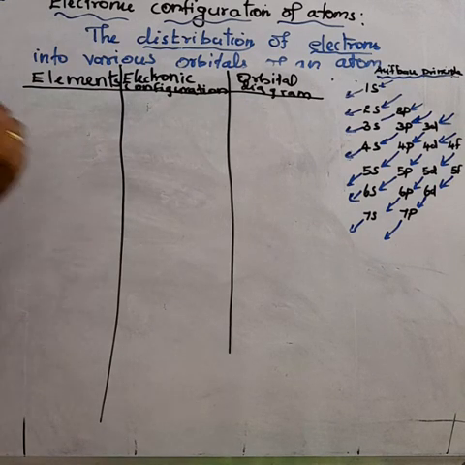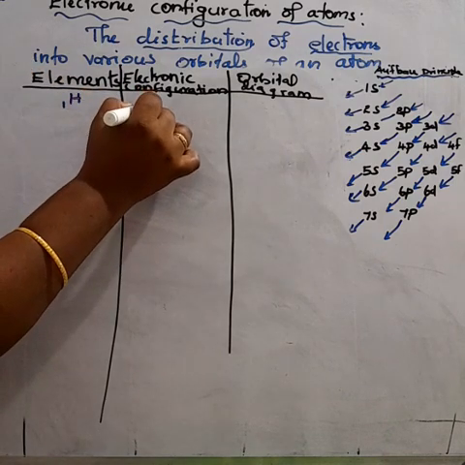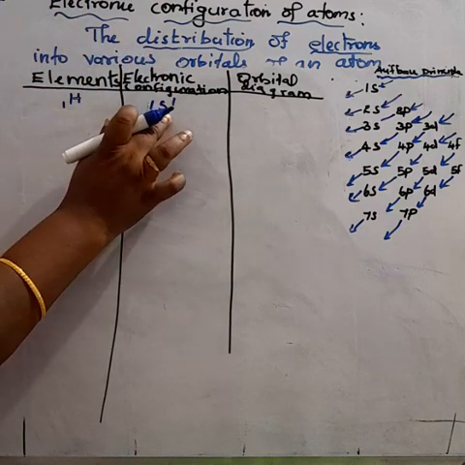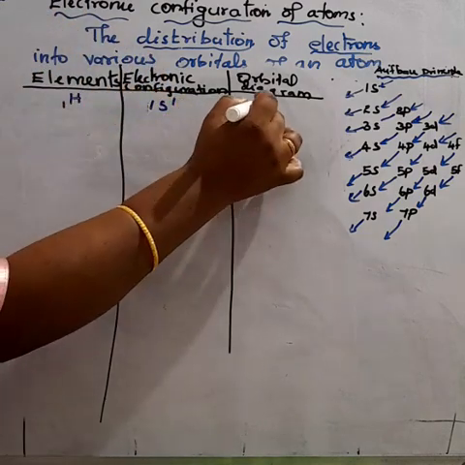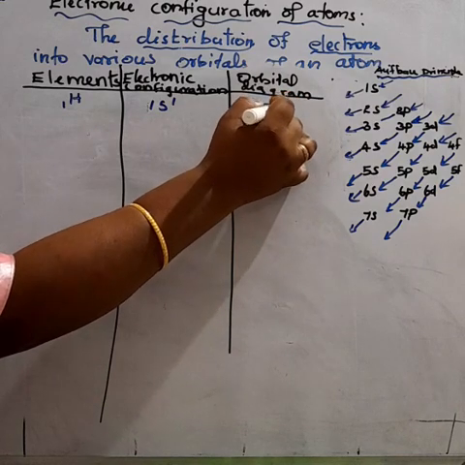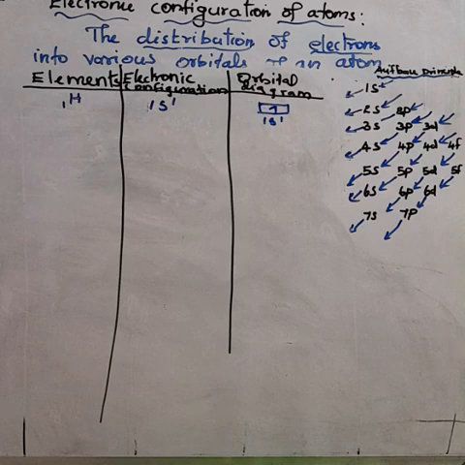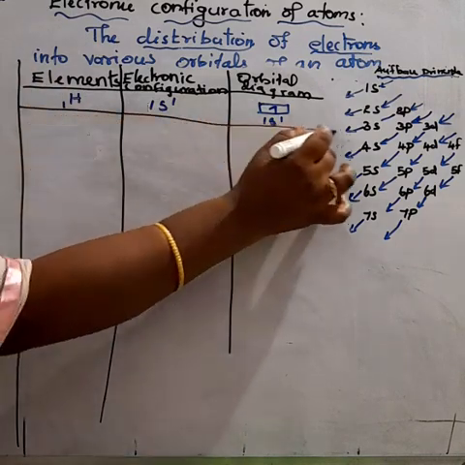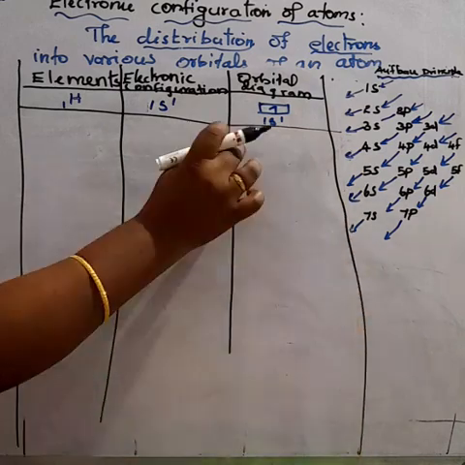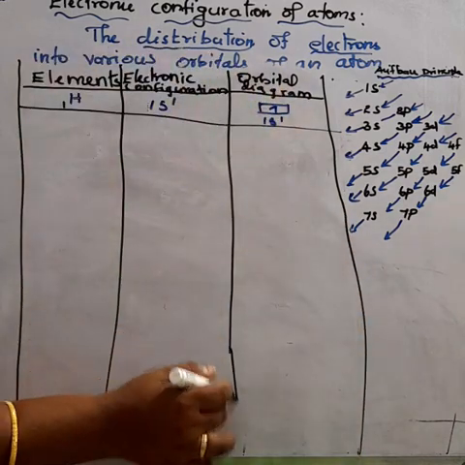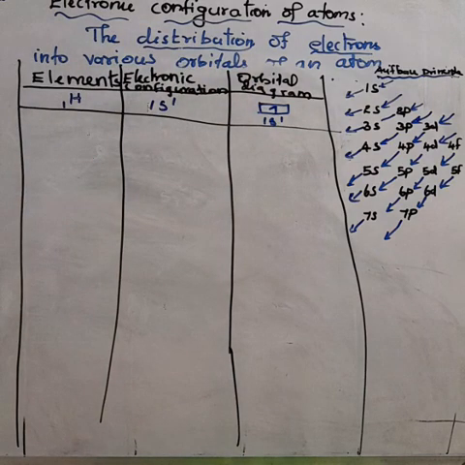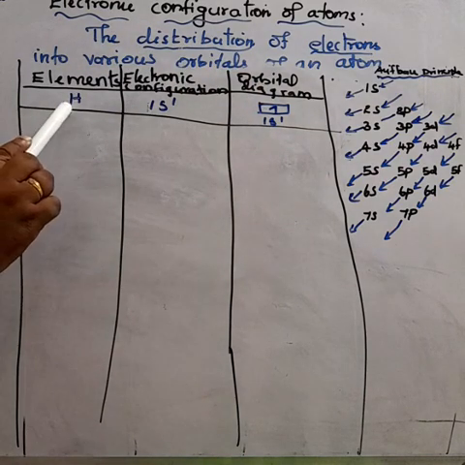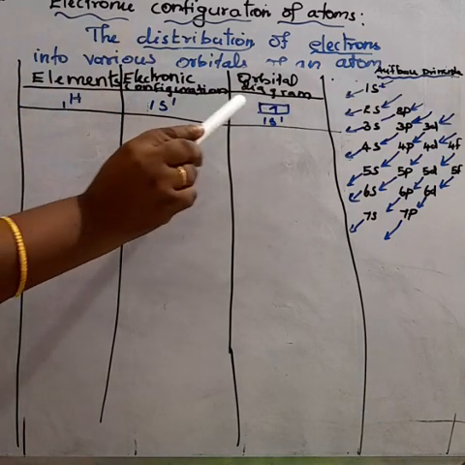What is the atomic number of hydrogen? You all know, the atomic number of hydrogen is 1. What is the electronic configuration? 1s1. What is the orbital diagram? An s orbital with only one electron. l value 0 represents the s orbital, and for l value 0 the m value, the magnetic quantum number, is 0. So only one orientation is there in the s orbital. How many electrons are there here? Only one electron, which we fill in up spin.